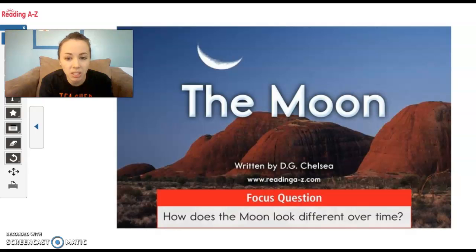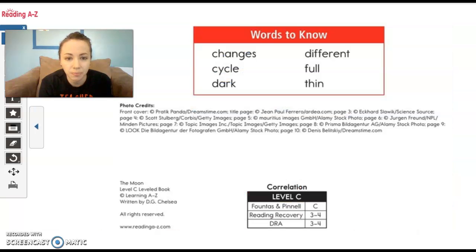If you open to the first page, it's going to have our focus question. The focus question is, how does the moon look different over time? Think about when you look up at the moon, up in the sky at night. Does it always look the same or does it look different? And how does it look different over time? That's what we're going to be able to answer after reading this story.